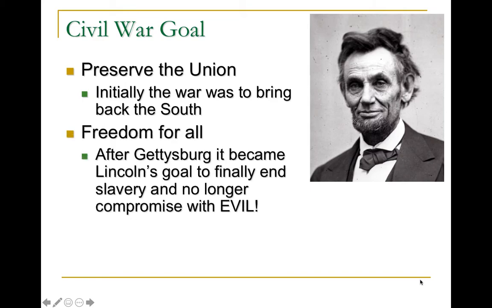However, at Gettysburg, he starts to send a different tone, that it's finally about ending slavery, no longer compromise with that evil of slavery. It's about freedom for all. And so he really starts this legacy of freedom, and that all men are created equal, and that it's important to use this opportunity of the Civil War and this bloodshed and this terrible Civil War as an opportunity to do the right thing. And he would.